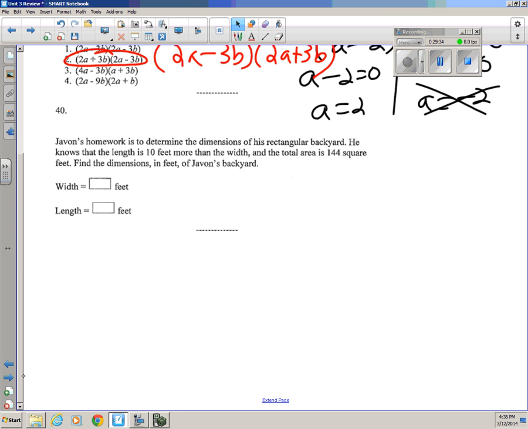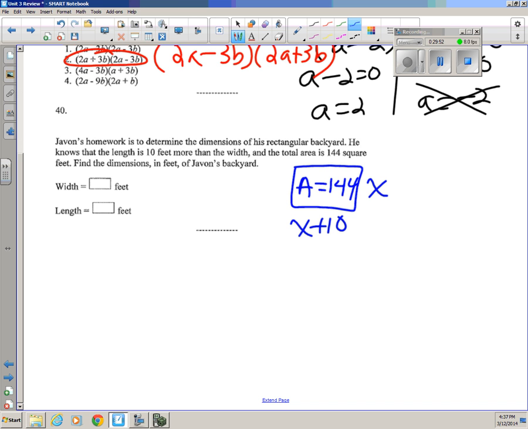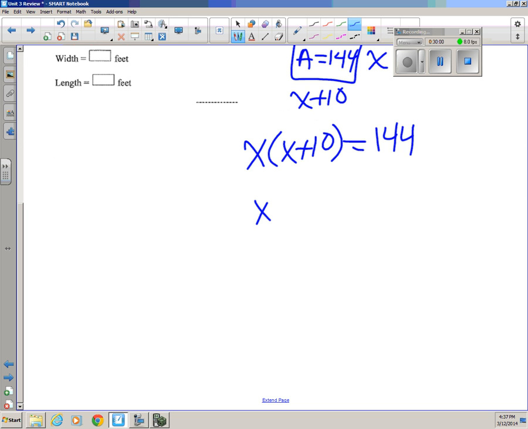Javon's homework is to determine the dimensions of his rectangular backyard. He knows that the length is 10 feet more than the width, and the area is 144. We know nothing about the width, so let's call that x. Your length is x plus 10. Your total area is 144. To find the area of any rectangle, you multiply your length and your width together. So x times x plus 10 is 144.